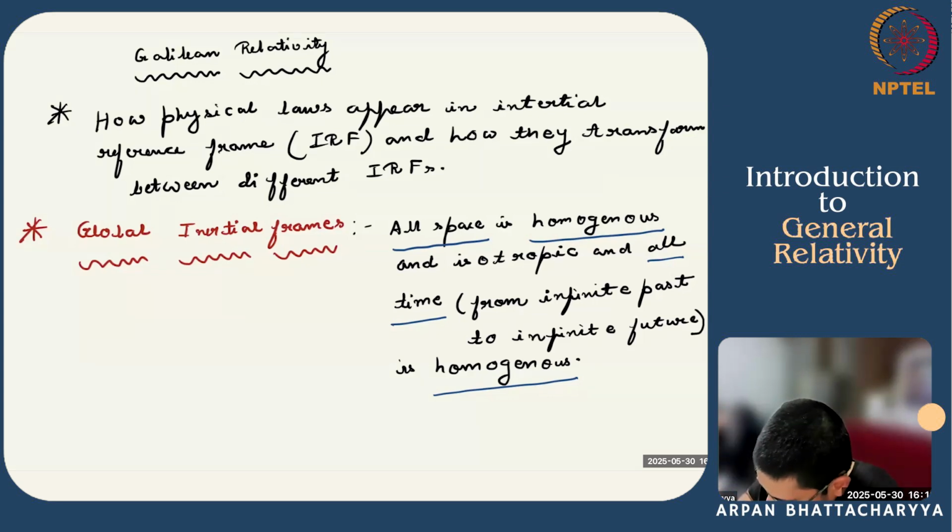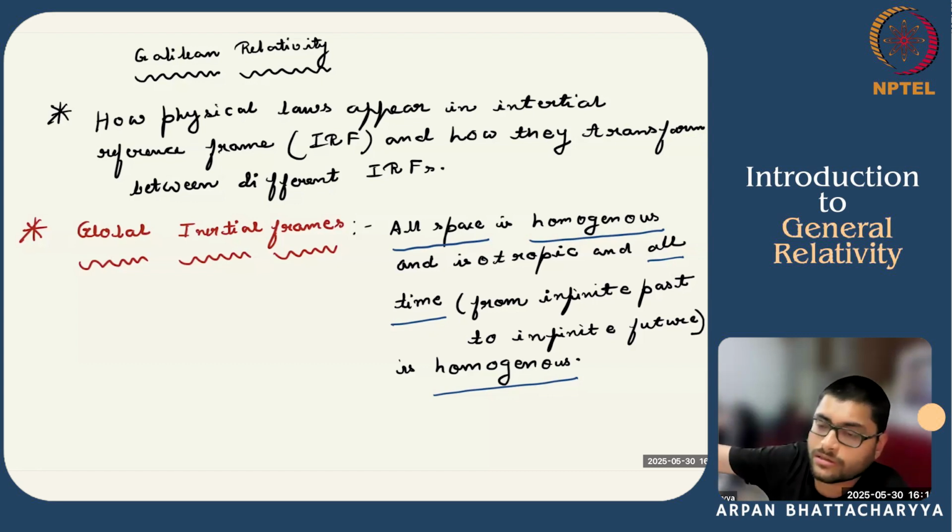And also, all time is homogeneous, which means that essentially you can take any moment of time and set your origin at it. There is no preferred location when time runs from past infinity to future infinity. You can take any point in time and start your experiment from that point.